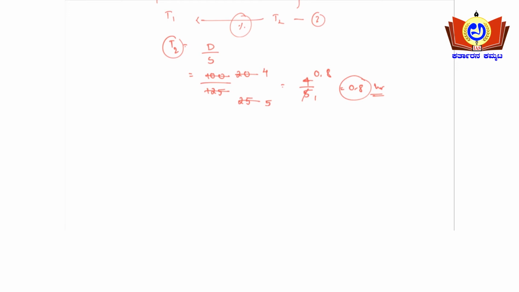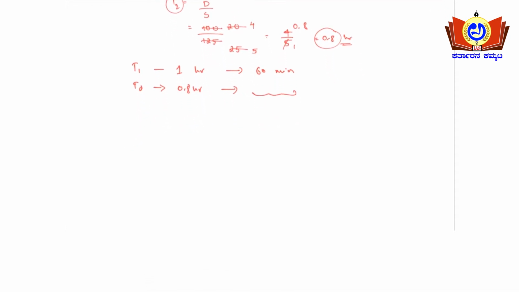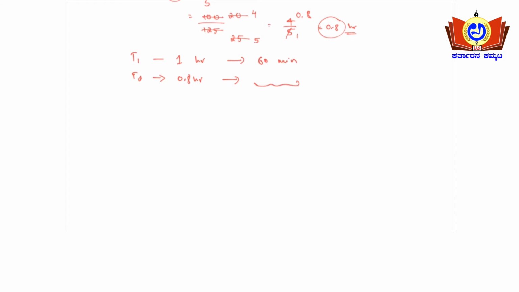So what was T1 here? 1 hour. T1 was 1 hour, that is 60 minutes, right? So T2 I have got here 0.8 hour. So what is 0.8 hour? This you need to calculate here. Okay, 60 minutes means 1 hour. So 0.8 hours means how many minutes?